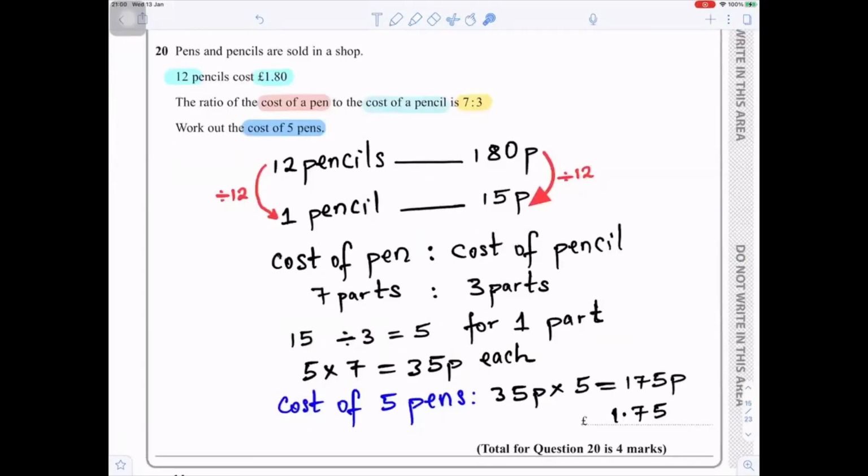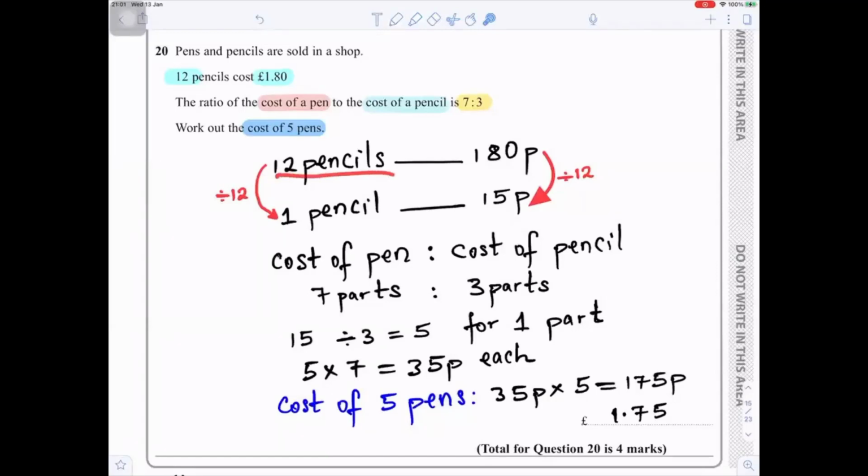Question number 20. Pens and pencils are sold in a shop. 12 pencils cost £1.80. The ratio of the cost of a pen to the cost of a pencil is 7:3. Work out the cost of 5 pens. So what you do is you write 12 pencils, 180 pence. Notice I've highlighted all of the important numbers in the question.